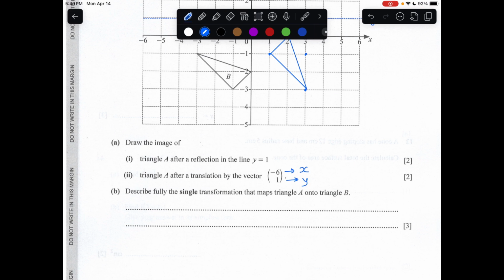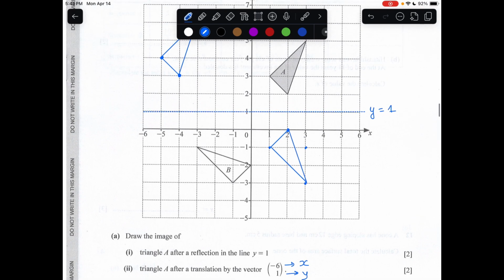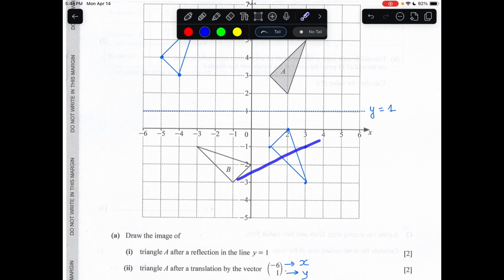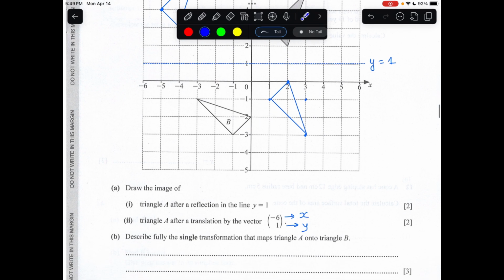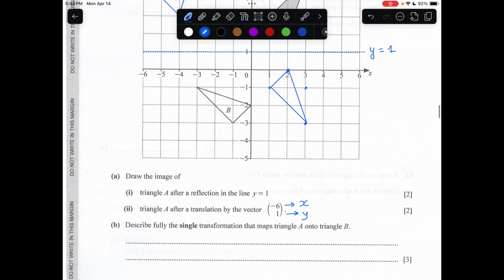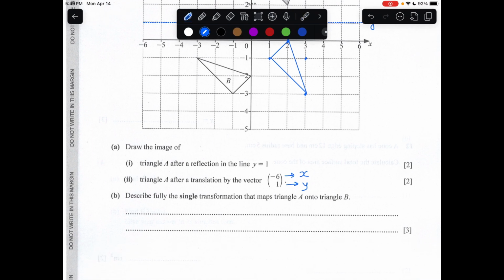Part B: describe fully the single transformation that maps triangle A onto triangle B. If you look at triangle A onto triangle B, you can see that this has been rotated, and I think that it is a rotation by 90 degrees. So we need to find the center of rotation. If you take a guess, the center of rotation would be 3, negative 1, and this is a rotation anti-clockwise. The best way to find the center of rotation is to use tracing paper. So make sure that you use your tracing paper. It is provided to you in the exam. So, rotation 90 degrees anti-clockwise.